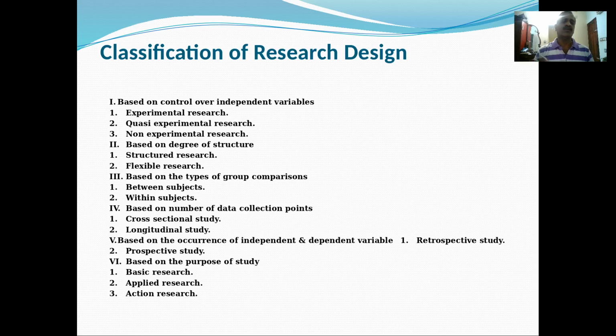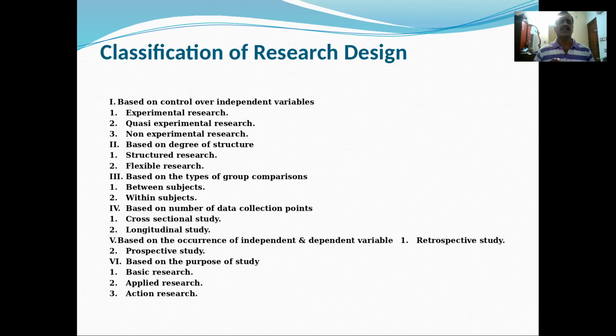So that is why we choose flexible research. That is not to make it easier for the researcher. Okay, so this is based on the degree of structure. We classify research into two: structured research and flexible research.